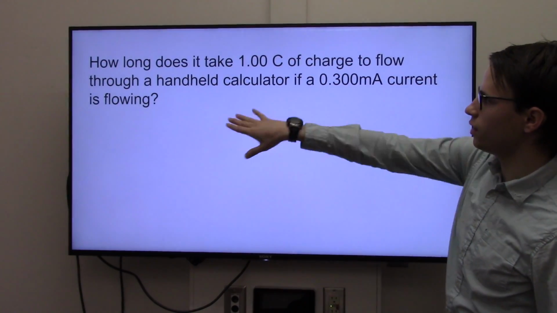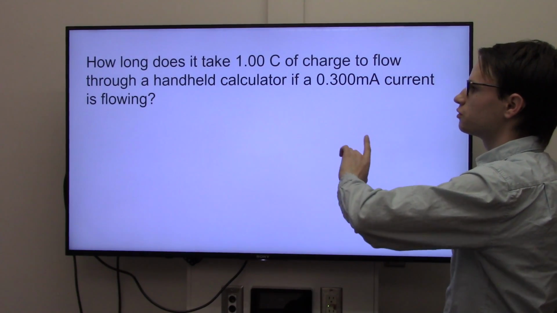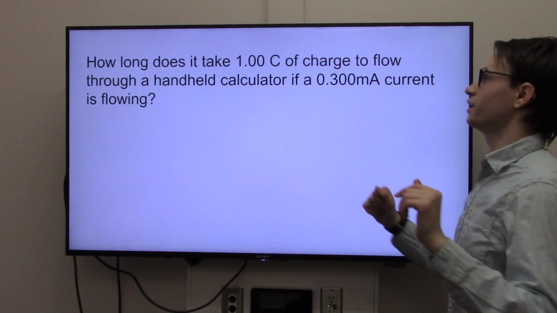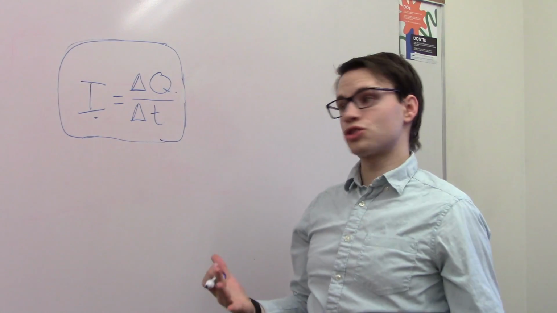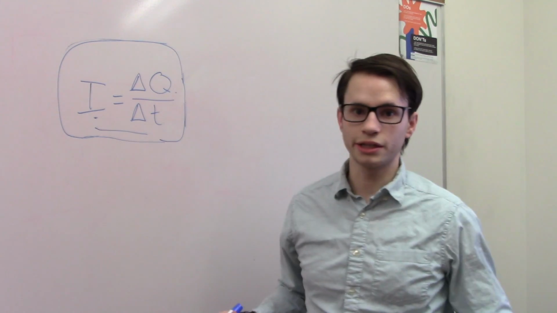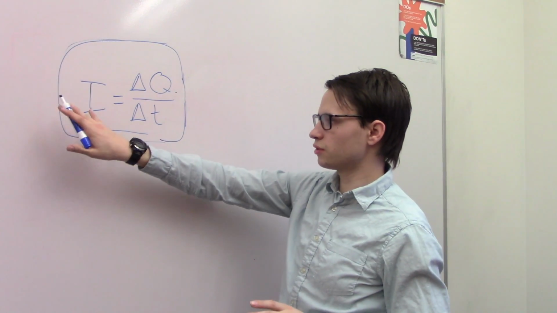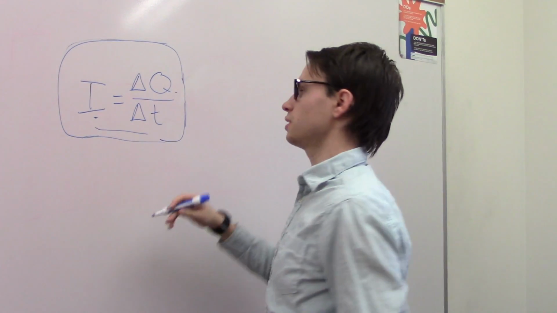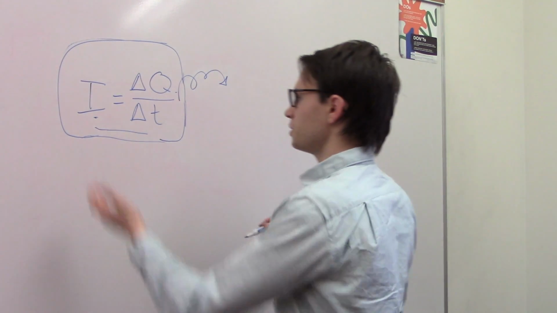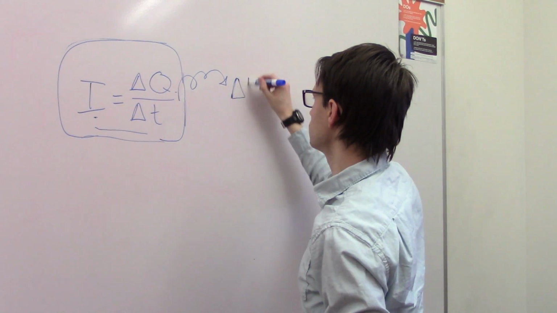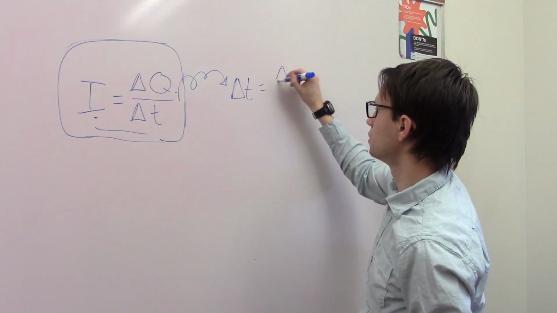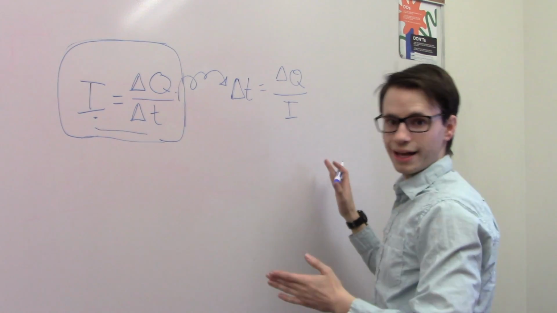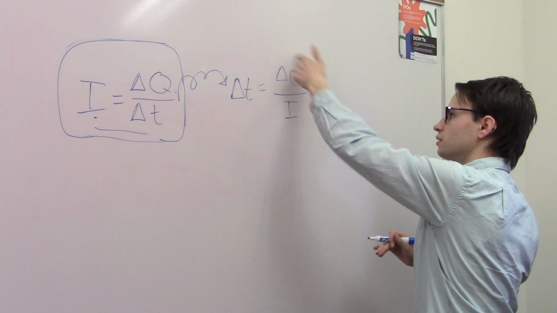Next question. How long does it take 1 coulomb of charge to flow through a handheld calculator if a 0.3 milliamp current is flowing? So we are going to use this same thing here, but we're not solving for I anymore. We already have the current and we have the charge. We're actually solving for T this time. And so using algebra, we take this and turn it into change in T equals change in Q over I.